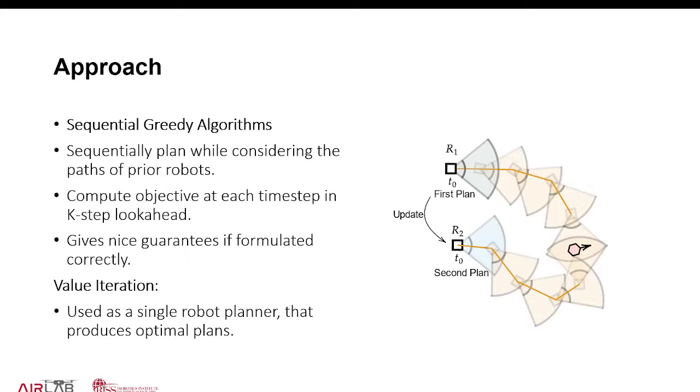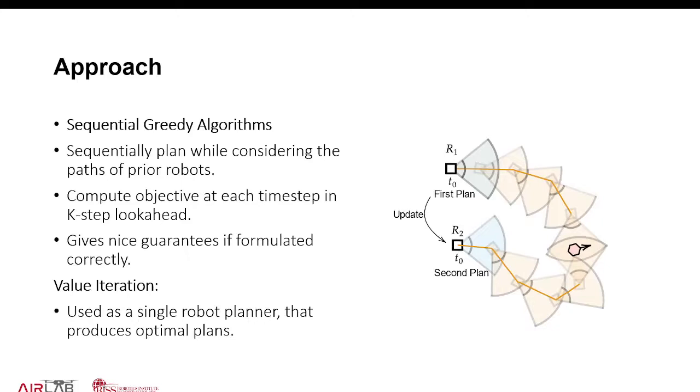And this requires that your objective is formulated in such a way that it is affected by the state of other robots. Another big benefit of sequential greedy algorithms is that they give nice performance guarantees if you formulate your problem correctly. I'll talk a little bit more about that later. But the gist is that we can get guarantees that we'll have performance within half of optimal as a baseline.